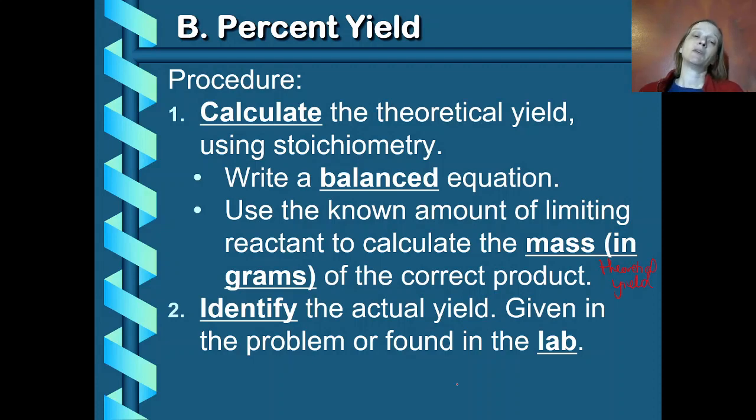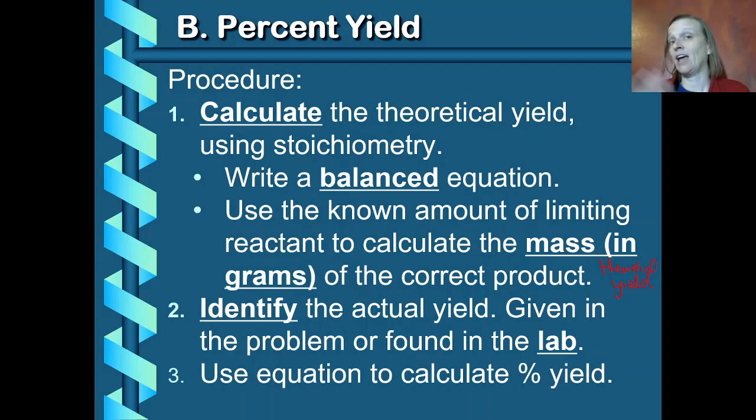The next step is to identify the actual yield. Usually this is given to you in the problem. They'll tell you how much product was actually made. The alternative is that this is an experiment you're doing and you're determining the actual yield by doing an experiment in the lab. Step 3 is plug those values into your equation to actually calculate the percent yield.